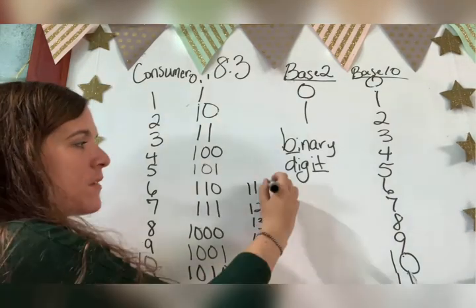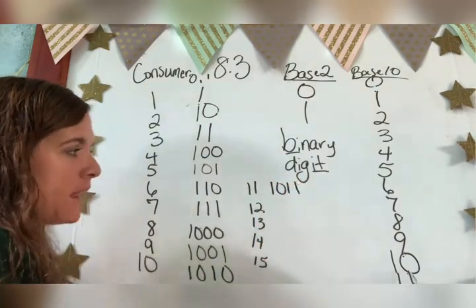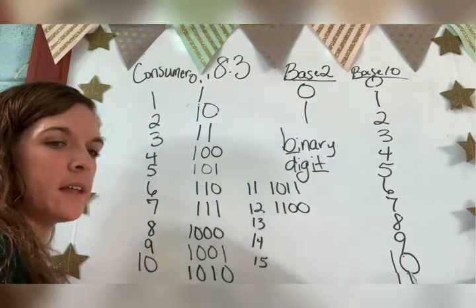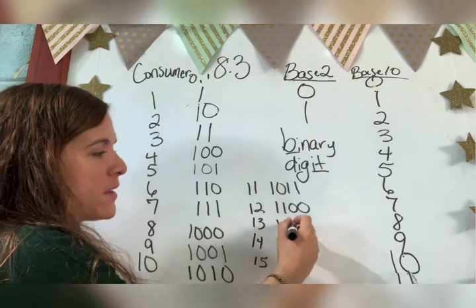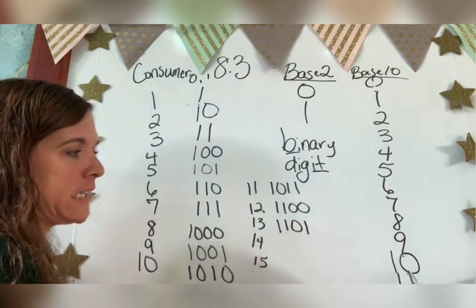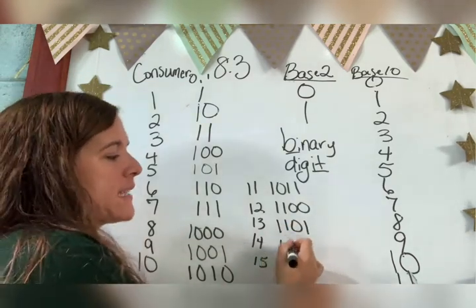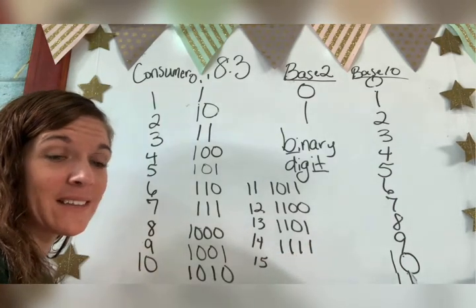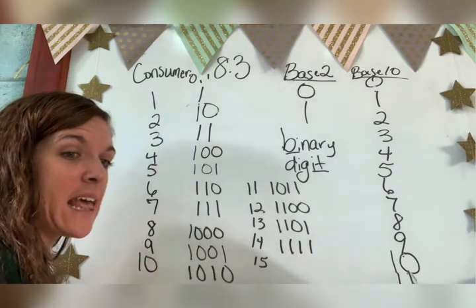After 1,010, we have 1,011. After 1,011, we have 1,100. After 1,100, we have 1,101. After 1,101, we have 1,011. But now we filled up our thousands places, so now we need to go into 10,000.